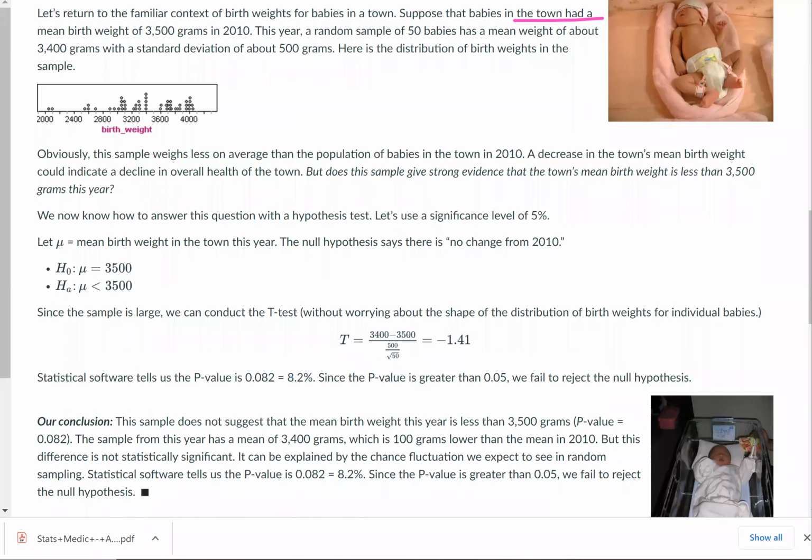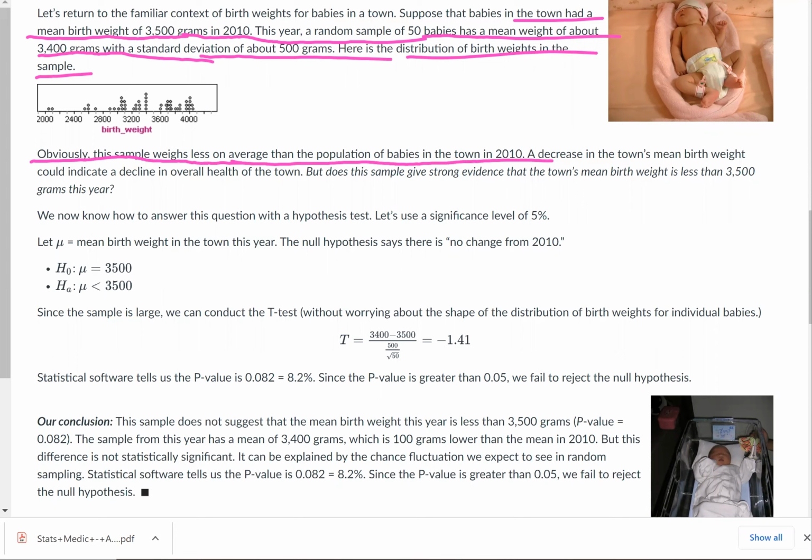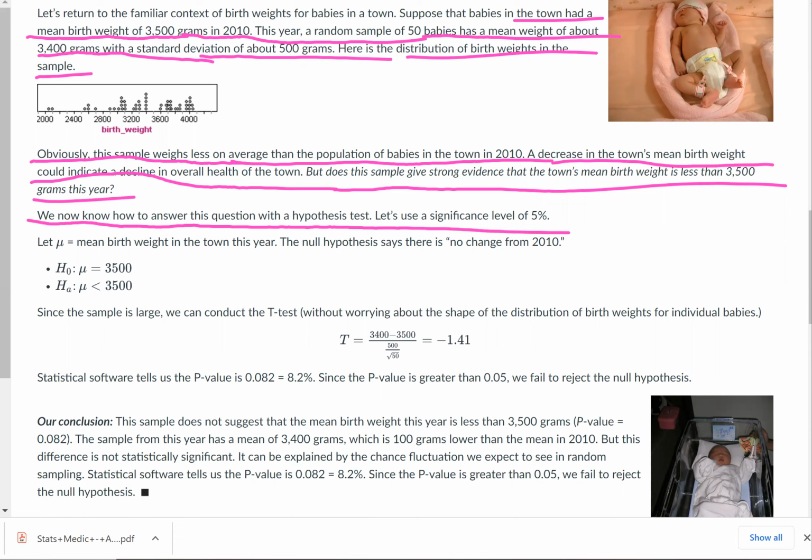Suppose that babies in the town had mean birth weights of 3,500 grams in 2010. This year, a random sample of 50 babies has a mean weight of about 3,400 grams with a standard deviation of about 500 grams. Here's a distribution of the birth weights in the sample. Obviously, the sample weighs less on average than the population of babies in the town in 2010. A decrease in the town's mean birth weight could indicate a decline in overall health of the town. But does this sample give strong enough evidence that the town's mean birth weight is less than 3,500 grams this year? We'll answer it with a hypothesis test.